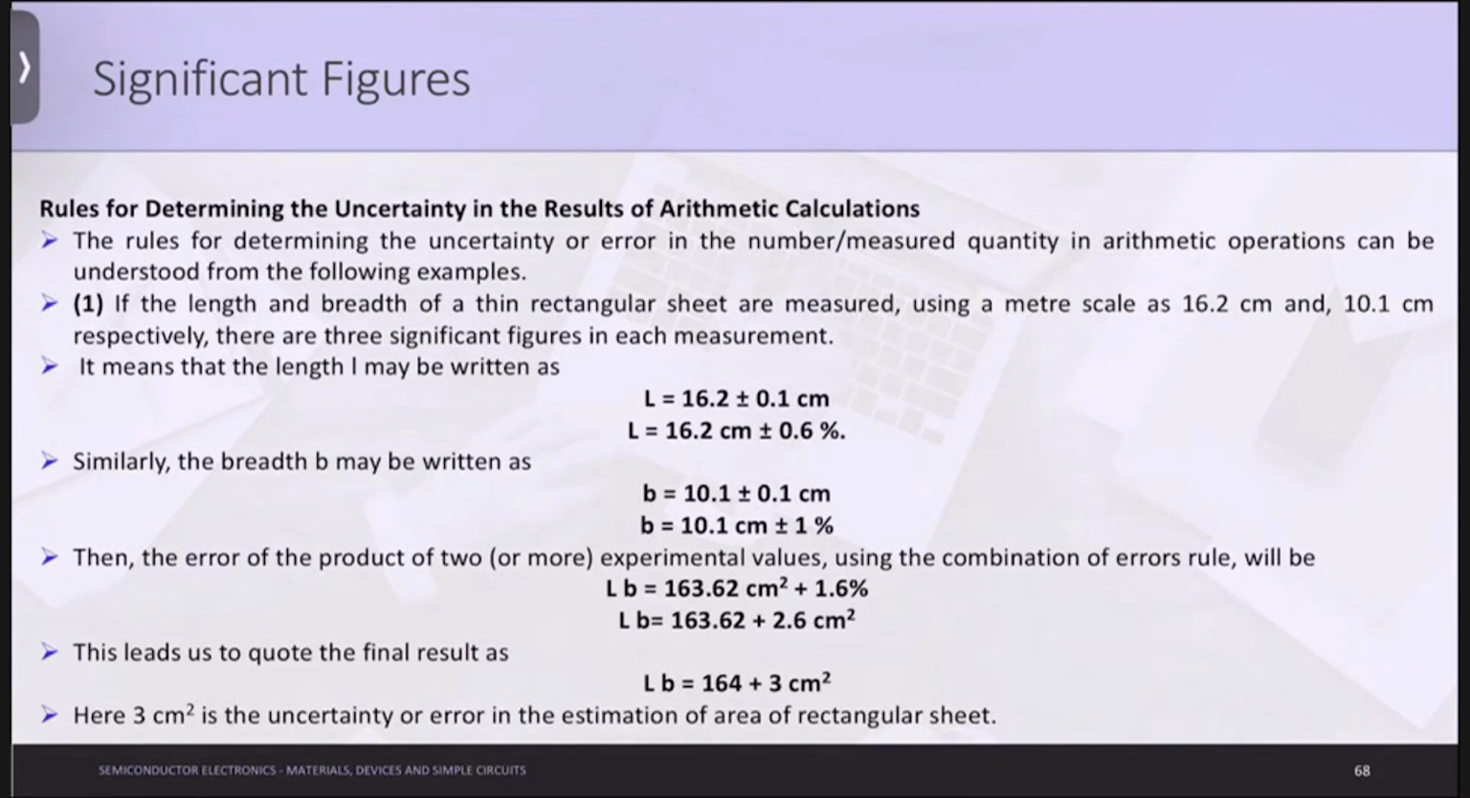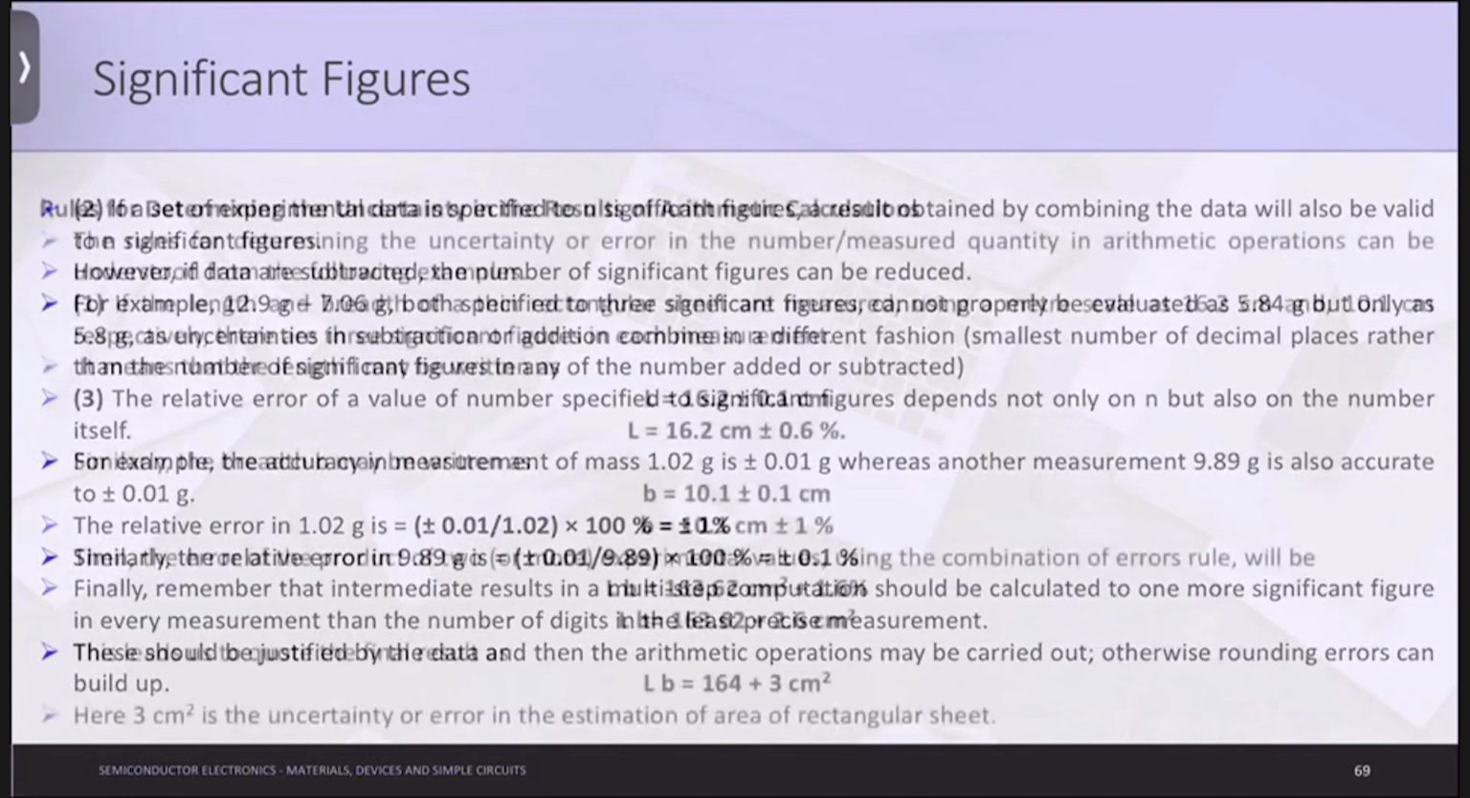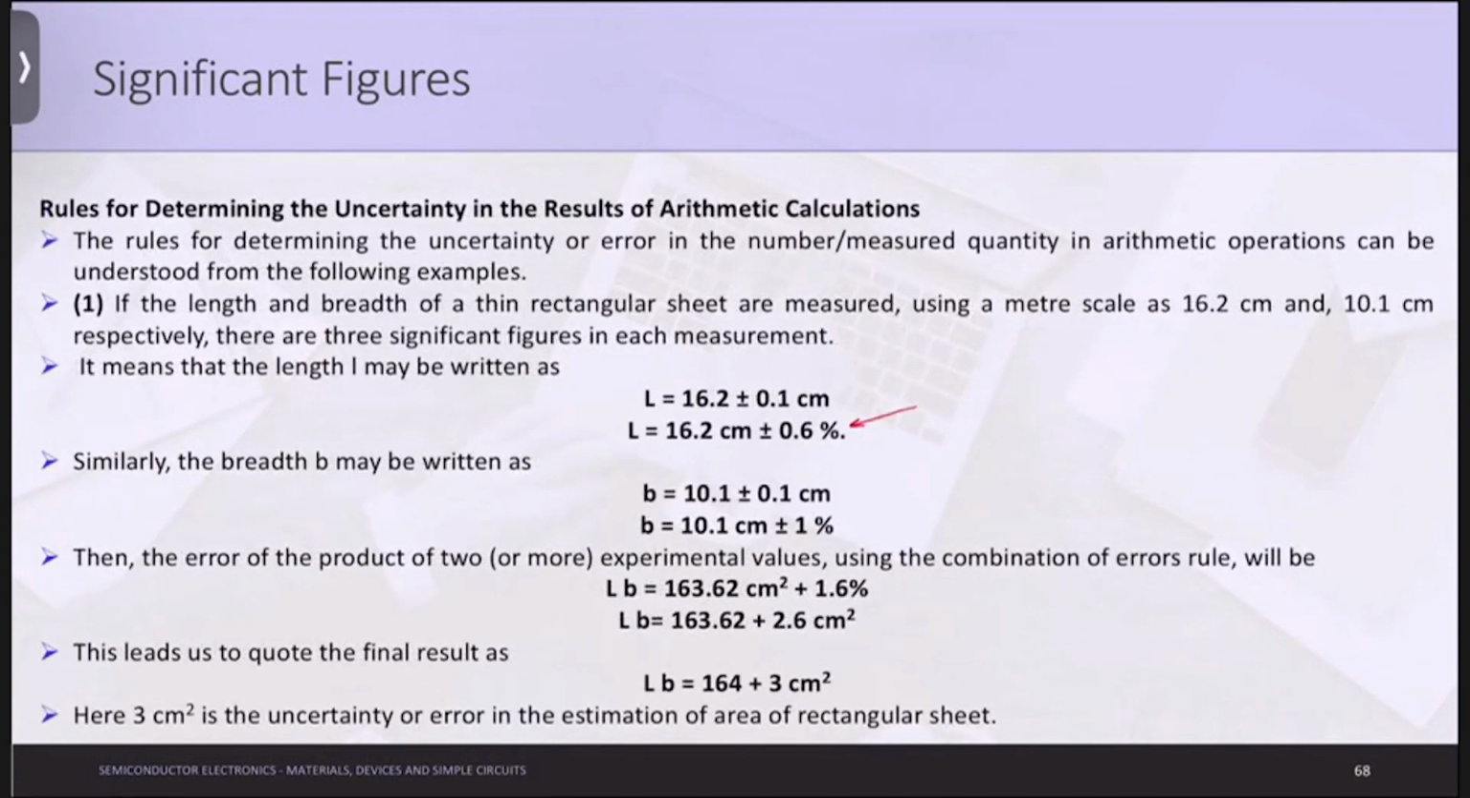Okay, what does this line show? 0.6 percent. So they are just finding out the value as 0.1 upon 16.2 into 100. When you calculate it, you will get the answer as 0.6%. Similarly, the breadth we can write as 10.1 plus minus 0.1 centimeters. Therefore, B is equal to 10.1 centimeter plus minus 1%.